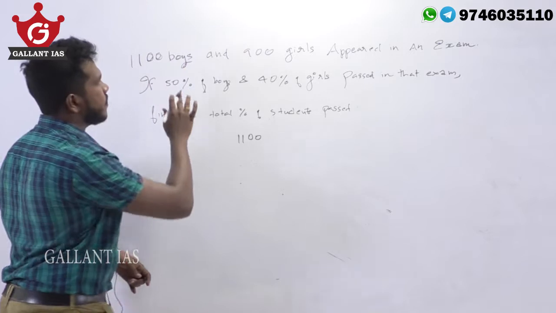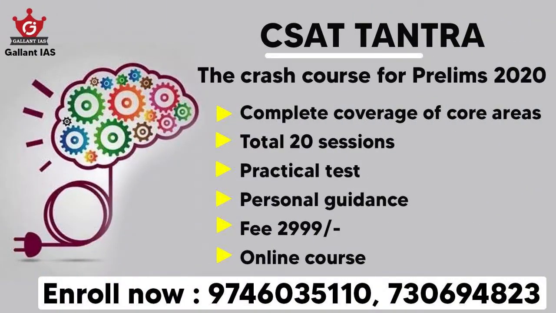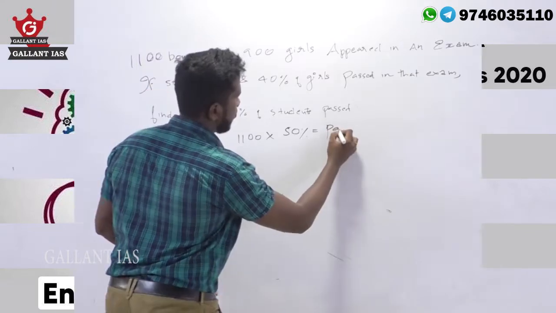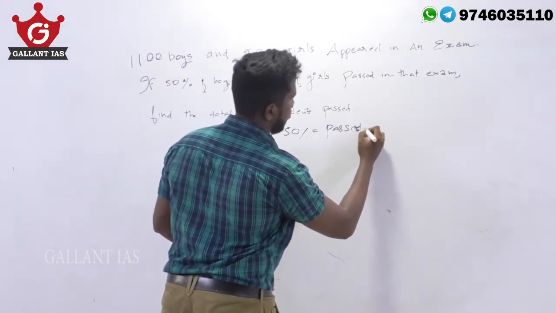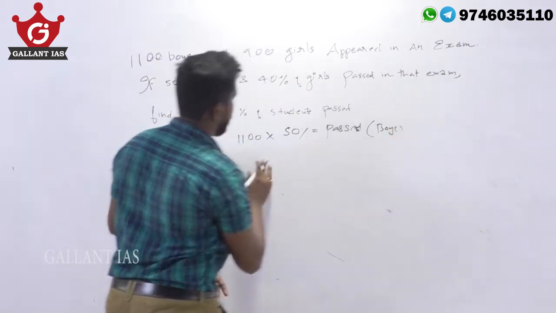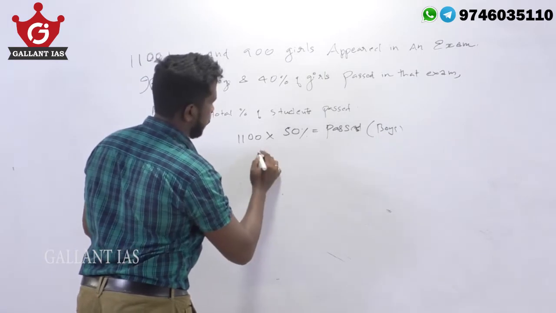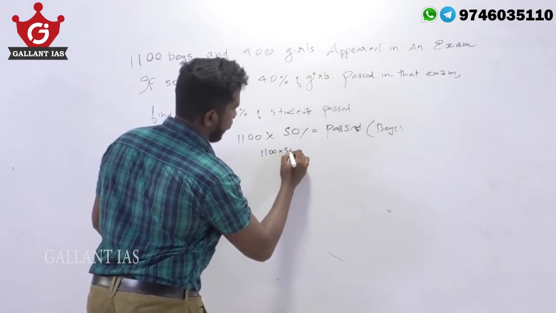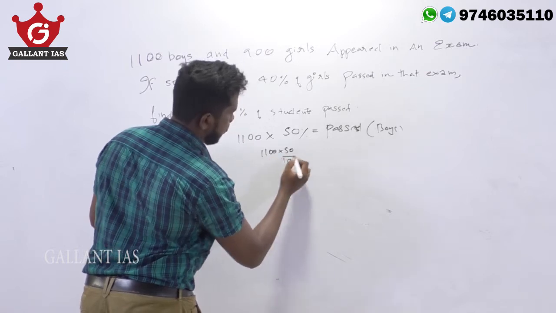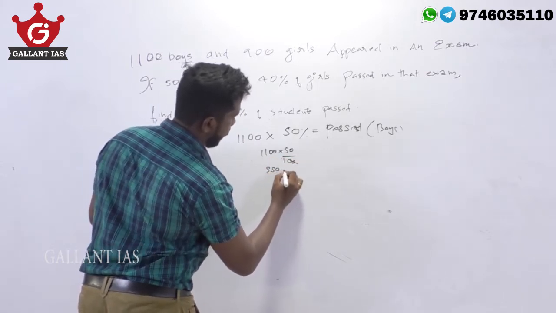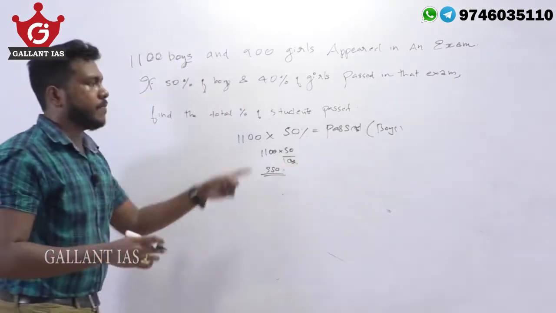1100 boys and 900 girls appear in an exam and 50% of the boys passed, right? 50% of the boys cleared that exam. That is, out of 1100, 50% of the boys passed in the exam. So total boys who had cleared is what? 1100 into 50 by 100. So it is nothing but 550. 550 is the total boys who had passed in the exam.